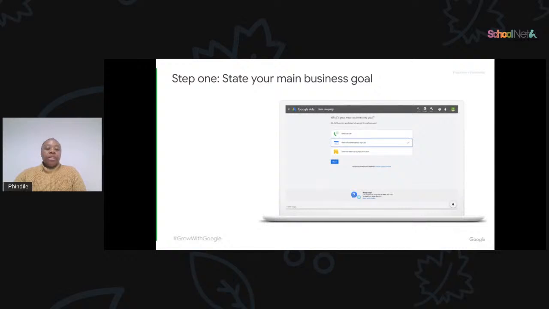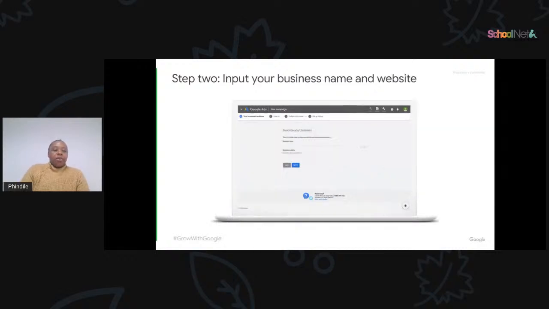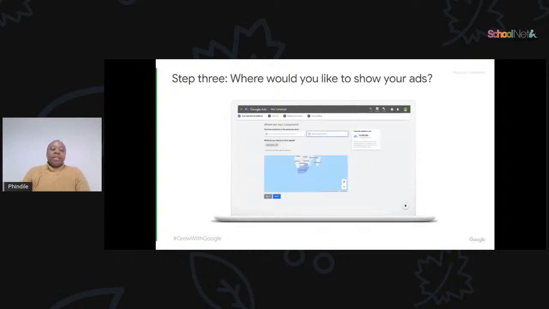So you state what type of business, or rather what goals you have. Then next you put your business name and website. So once you've stated your business goal, you'll be asked to put your business name and your business website. So you do that. Next, you enter the locations where you would like to showcase your ads.